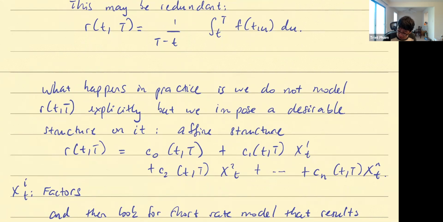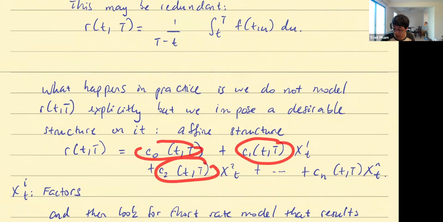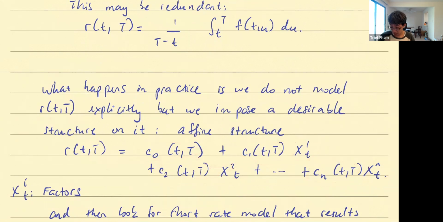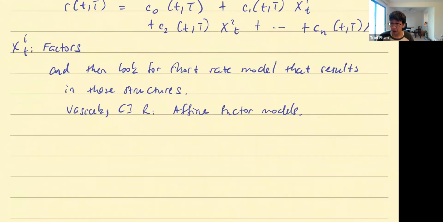Maybe I forgot to mention, the way you look at this is that these are deterministic functions of little t and big T. All the randomness, all the volatility, comes from the factors. These are just constant terms. Do I confuse you yet? Does it make sense in some way? Any question?